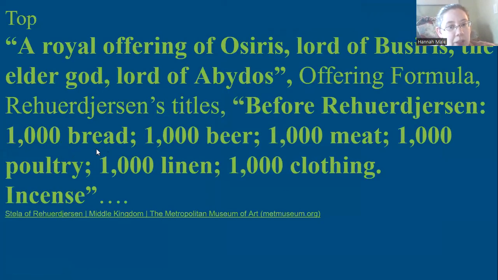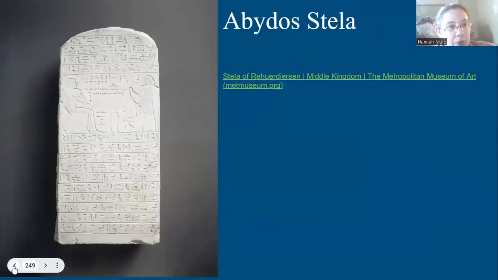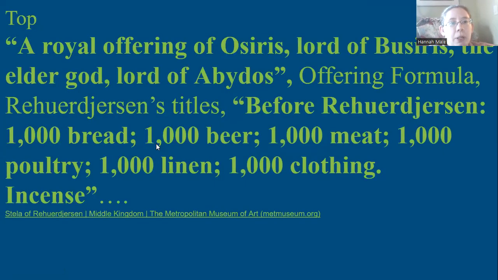So again, this is the translation of this chunk here, so that top register. A royal offering of Osiris, Lord of Busiris, the elder god, Lord of Abydos, and then you have a version of the offering formula. You have some of the titles of this person that he had in life, and then you have some of the particular food and drinks and their amount annotated, in terms of what he hopes to have being given to him as offerings in eternity as well.